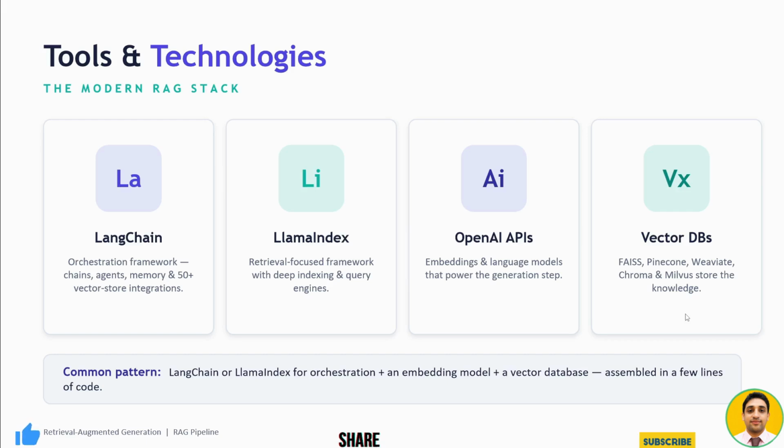In practice, a very common pattern that developers follow is to combine LangChain or LlamaIndex for orchestration, pair it with an embeddings model, and connect it to a vector database. And remarkably, this entire pipeline can often be assembled in just a few lines of code thanks to how mature these tools have become.